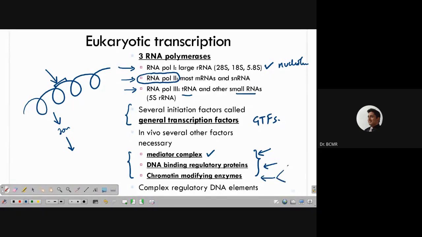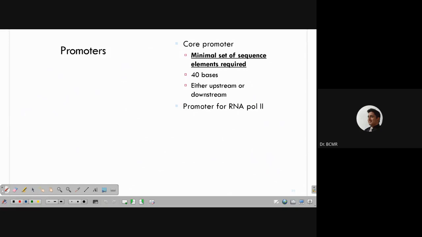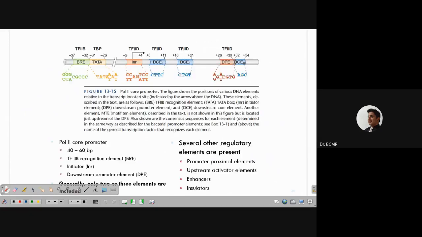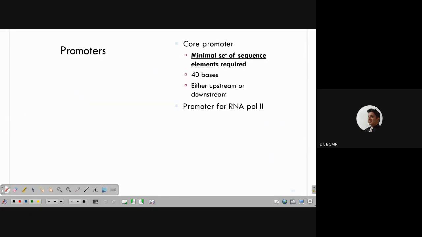I hope you remember something like chromodomains and bromodomains. Enzymes containing chromodomains and bromodomains. So the first thing is the promoters. We will discuss about it.